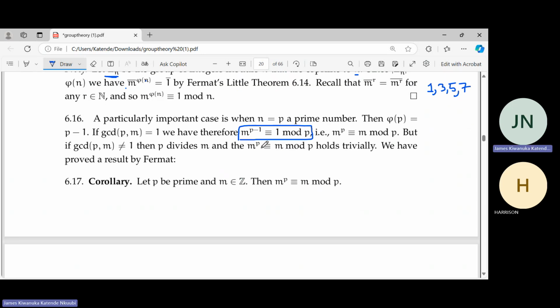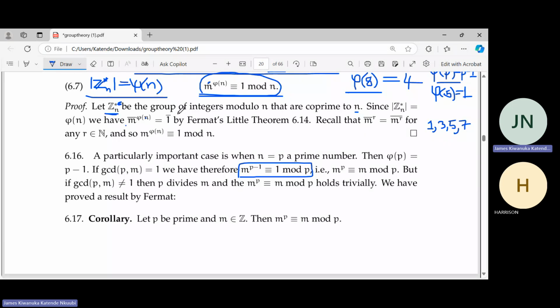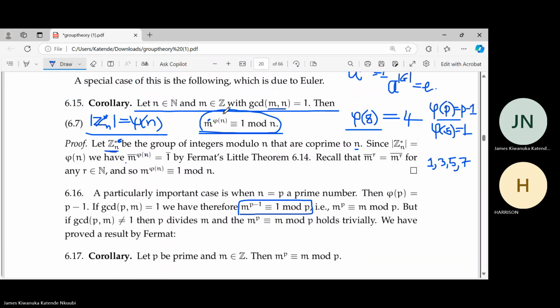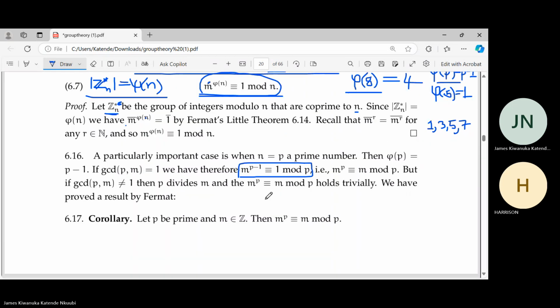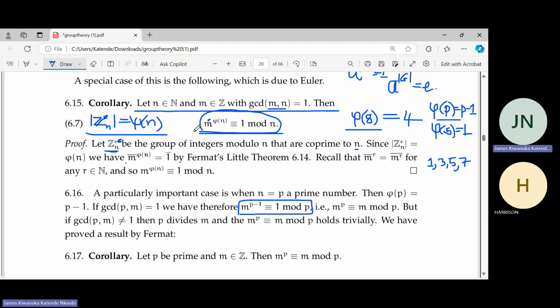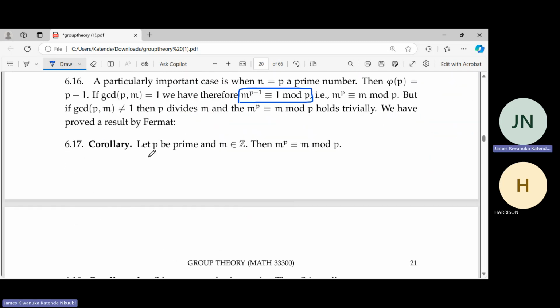So again, you can now write this one as a special case of this theorem, where n is prime. A special case of this theorem, but where n is prime. So that is a corollary now. So n is a prime, and we call it p.